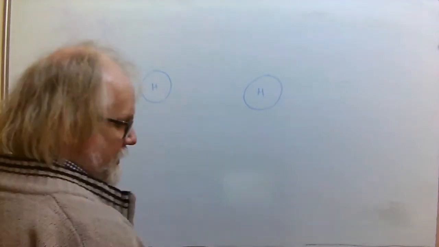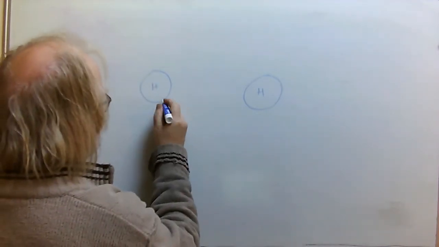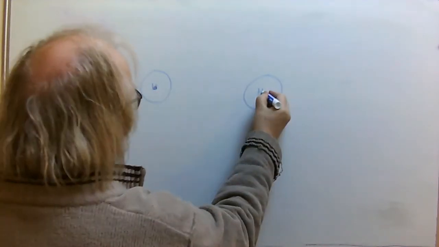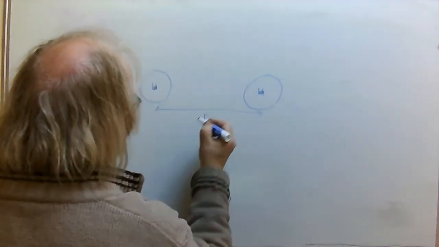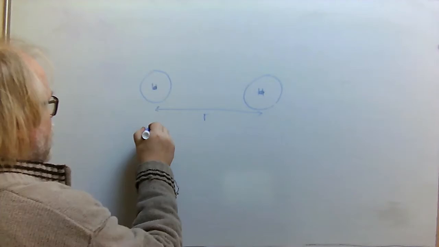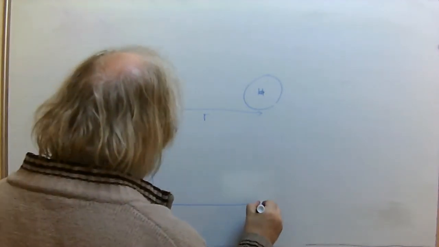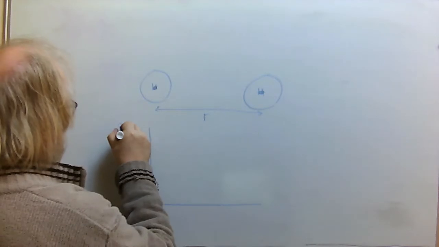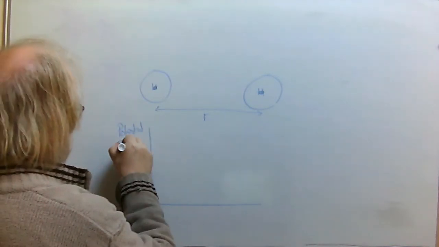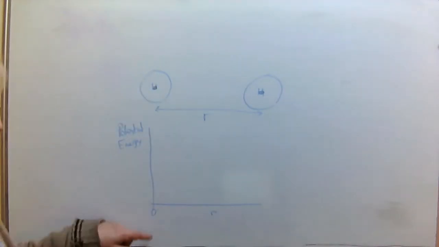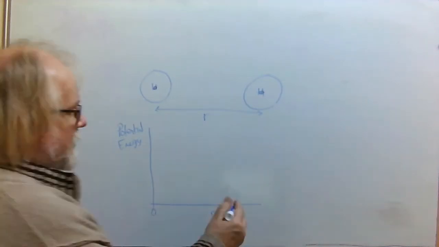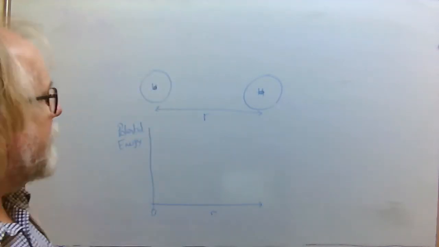So what I want you to do is to see if you can imagine what this graph would look like. If we say that the distance between the centres, so between the nuclei of the hydrogen atoms, is r, see if you can sketch what you think a graph of potential energy against r would look like. We'll put 0 here, that would correspond to the two nuclei being in the same place, and start out with them being far away, so at this side.